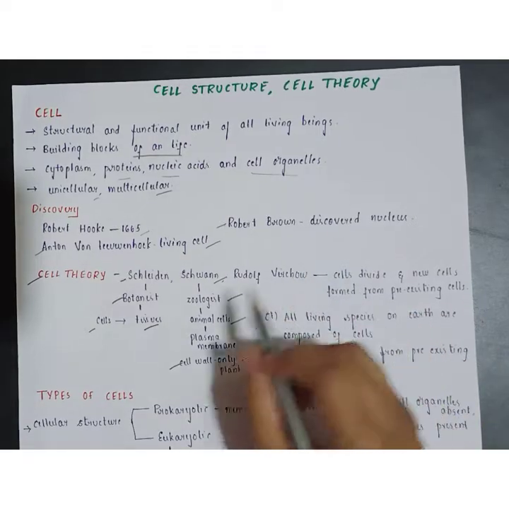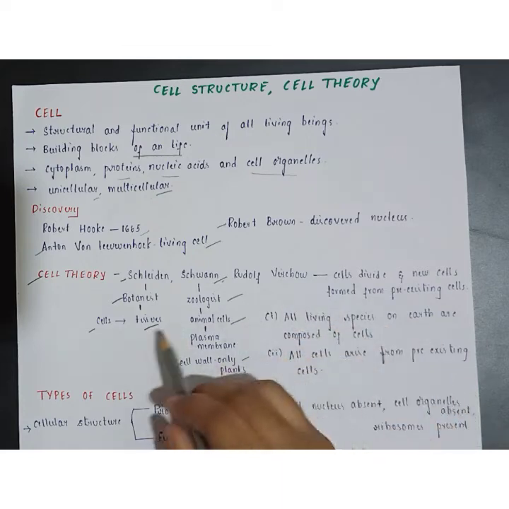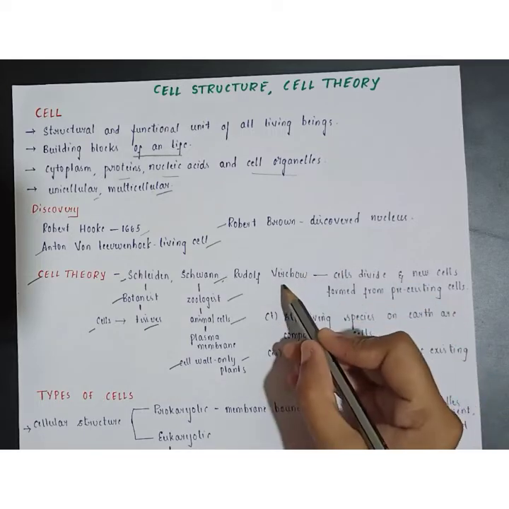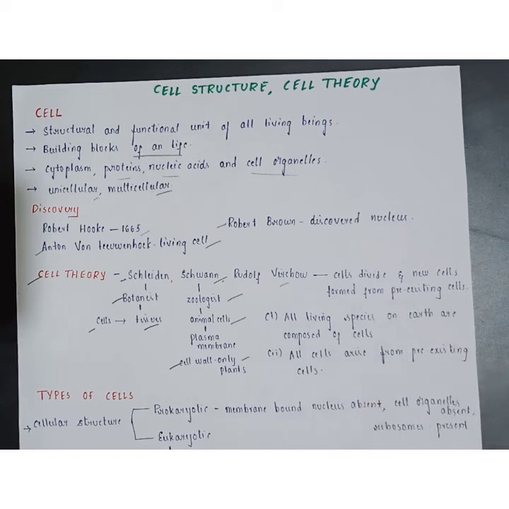Later, Schleiden and Schwann together proposed the cell theory, but they did not explain the existence of new cells or how new cells are formed. Later, Rudolf Virchow found that cells divide and new cells are formed from pre-existing cells. So these three scientists together postulated the cell theory. According to the cell theory, all living organisms on the earth are composed of cells, and all cells arise from pre-existing cells. So this is about the cell theory.